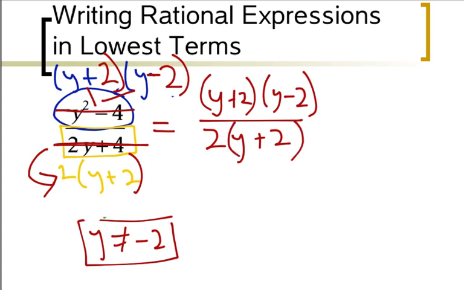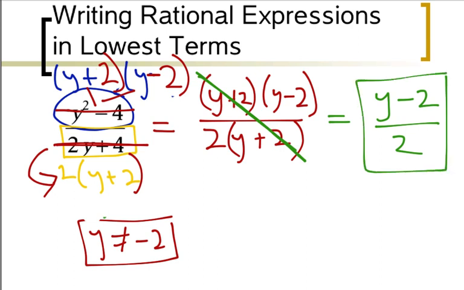Okay. So now to put it in lowest terms, I want to go ahead and cancel my y plus 2's. Because they're the same terms, top and bottom, I can divide those. And what's resulting is a y minus 2 over 2. This is your lowest terms, and then of course we would say that y can't equal negative 2.